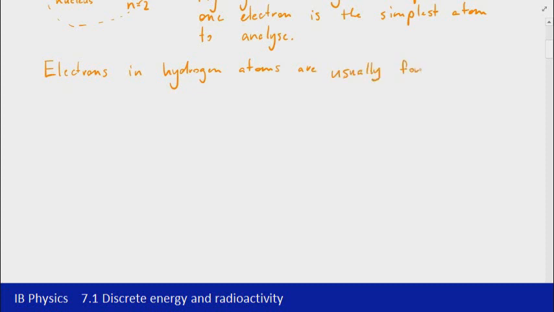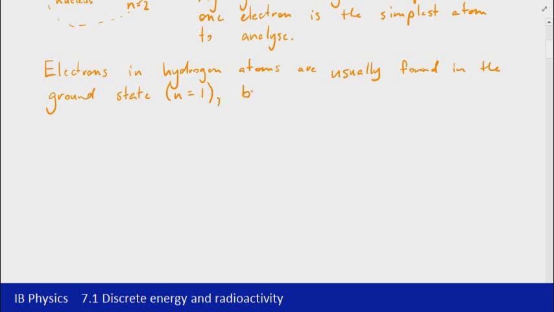Now, by ground state, what we mean is that they are as close as they can possibly get to the nucleus, so they're held in as tightly as possible, and that corresponds to the energy level n equals 1. So on that diagram above, the closest energy level.